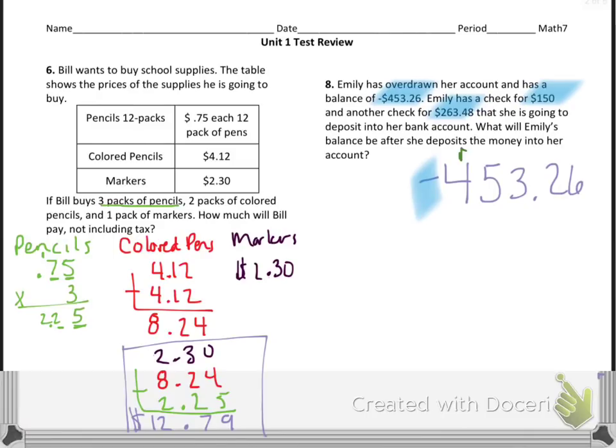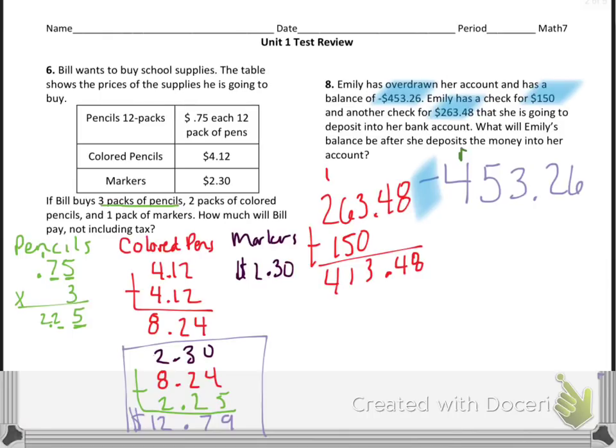So there's my negative numbers. Now I want to figure out what my positive number is. Well, to figure out how much she total deposited, I can just add 263.48 and 150. So her total deposit was $413.48.